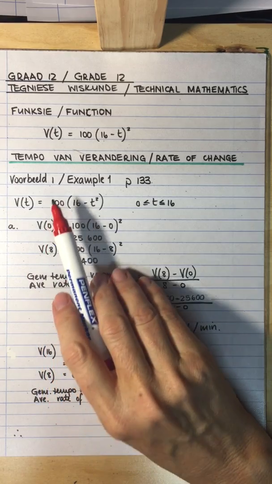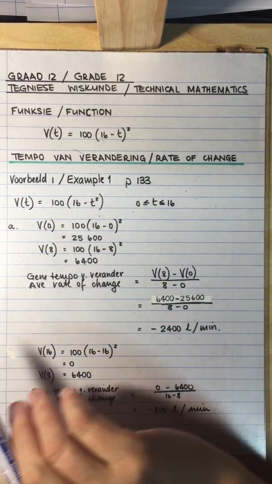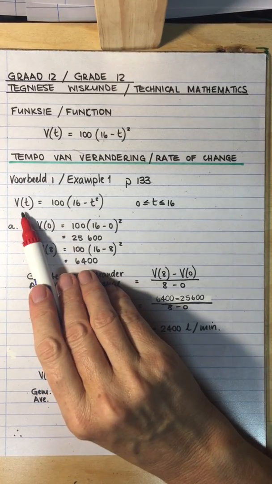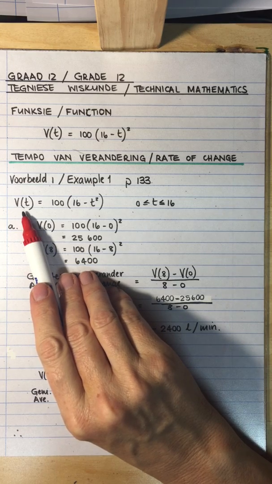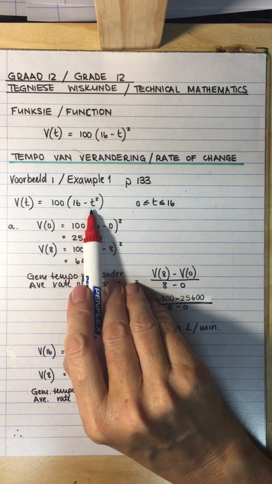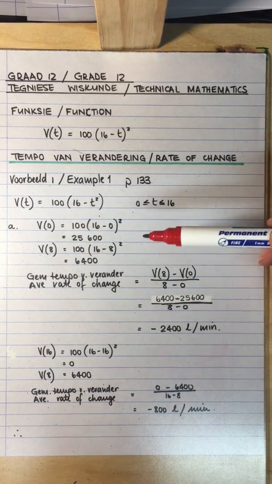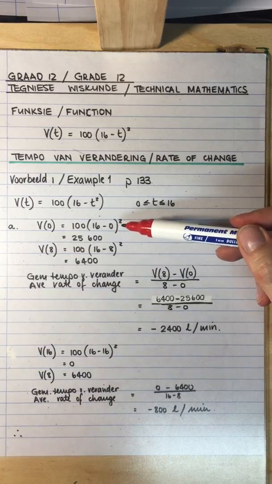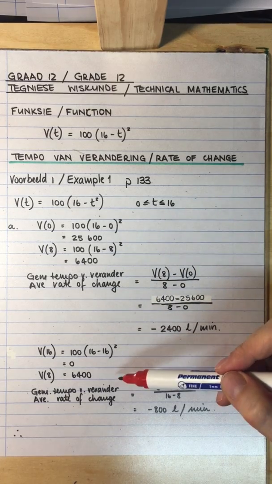I'm going to do example 1 on page 133. It says that the oil tank is being drained, and the volume of the tank is liters of oil that remains in the tank after a certain amount of minutes. So they ask us to compare the average rate of change of the volume during the first 8 minutes and also during the last 8 minutes.